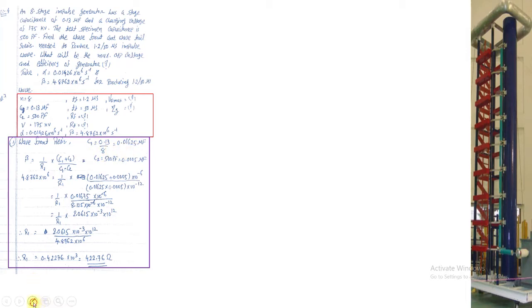So it will be 0.01625 microfarad, and C2 is 500 picofarad, so 0.0005 microfarad. By putting these values into this formula, we have beta equal to 4.8762 into 10 raised to 6, and R1 we need to calculate. In this equation only R1 is unknown to us. So by placing all the values, in the end we will get R1 as 422.76 ohm.